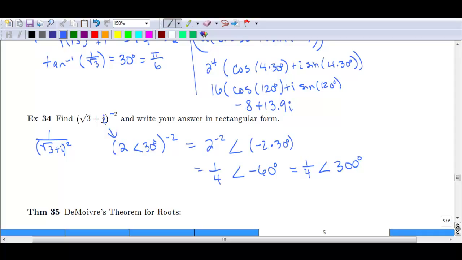So this concludes the video for the first part of section 14.4. The next video will discuss how to find roots of complex numbers using DeMoivre's theorem for roots.